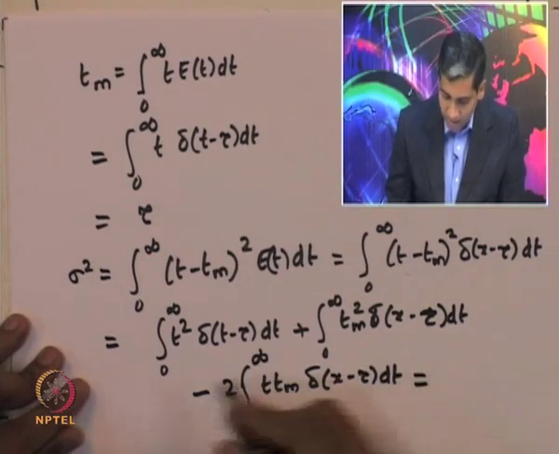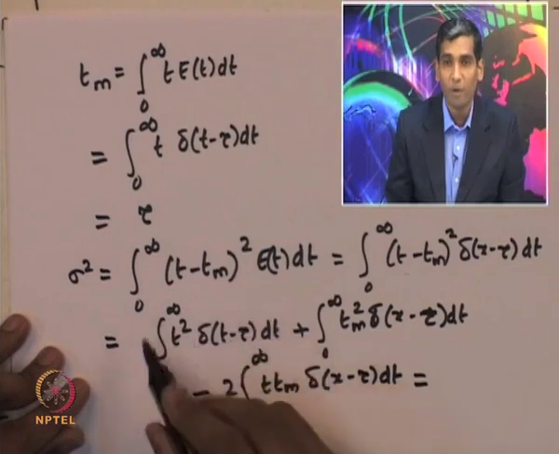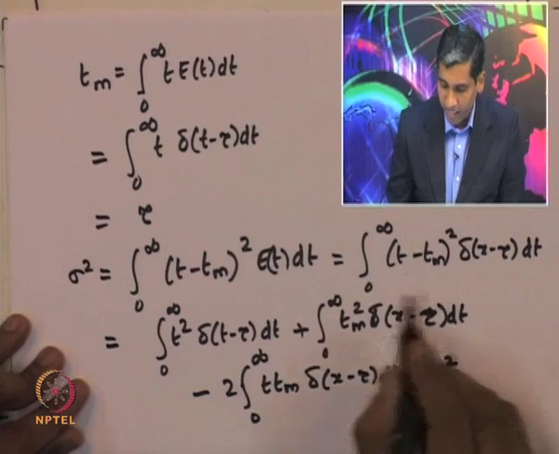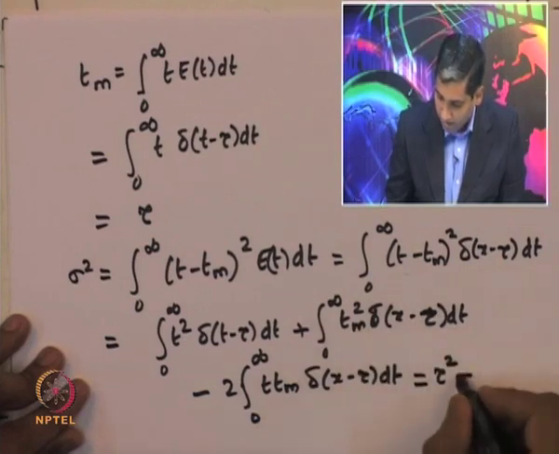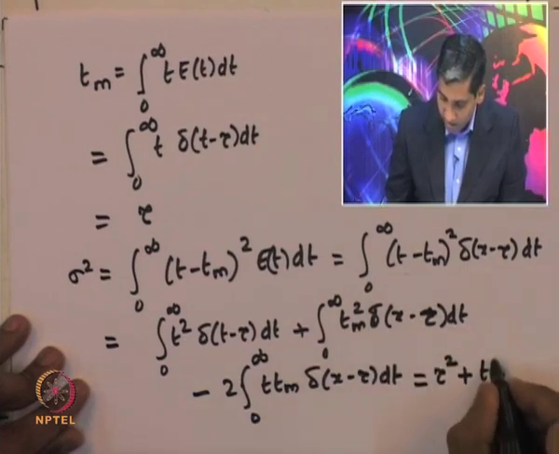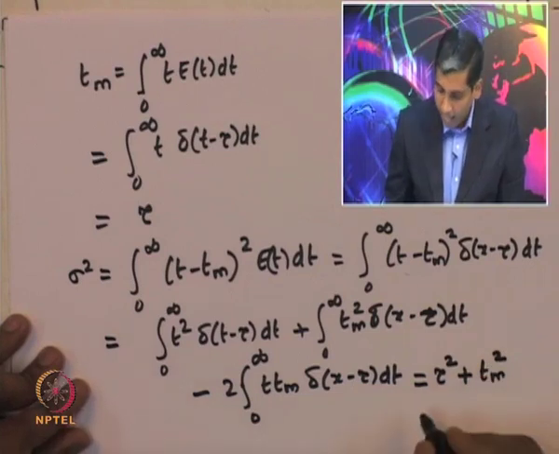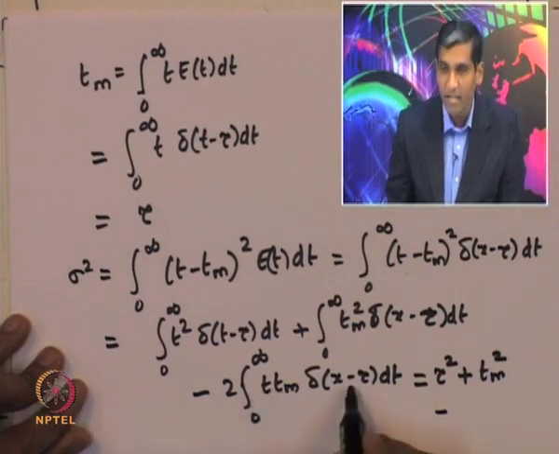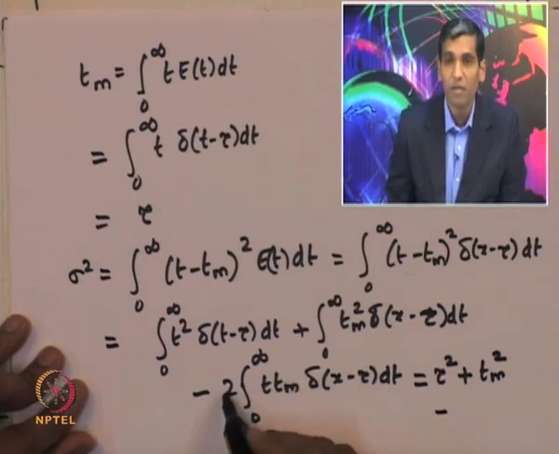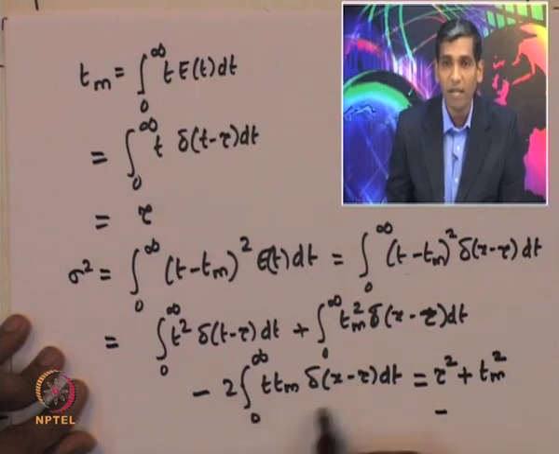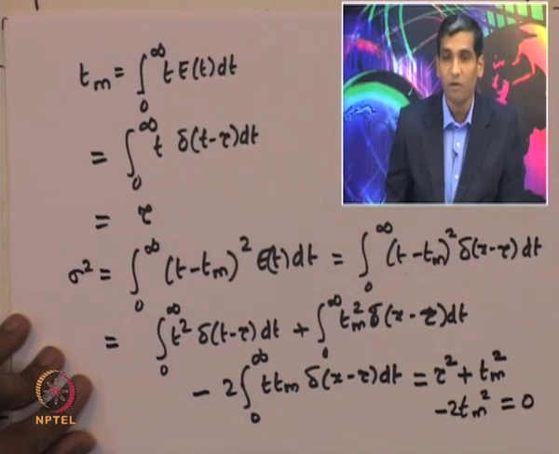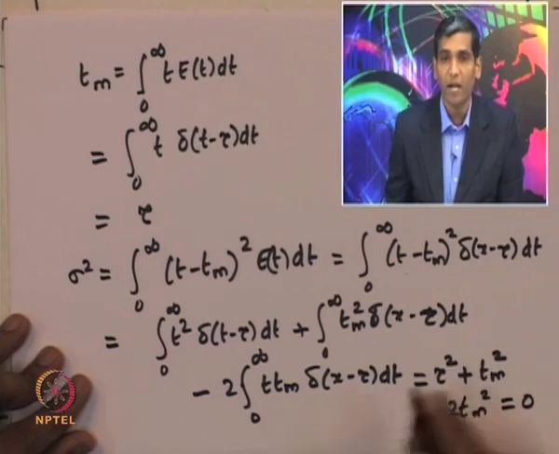The first term here, because of the property of the delta function, will simply be equal to tau square, and the second will simply be equal to plus T_m square. The third will simply be 2 into T_m times the integral of t into the delta function, since T_m is constant and comes out of the integral. The integral of t into the delta function will be equal to the mean residence time, so that is equal to 2 T_m square. The whole expression is equal to 0, because the mean residence time and the space time are exactly equal.